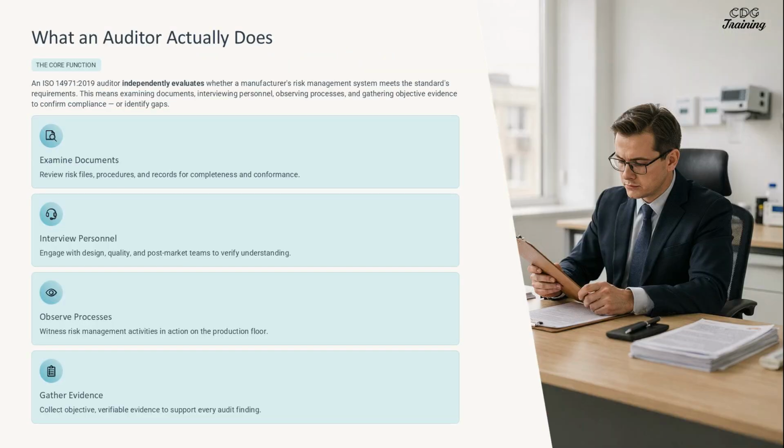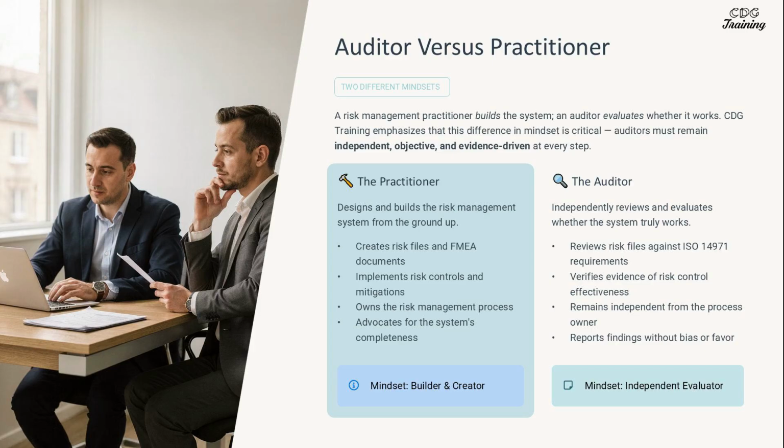An ISO 14971:2019 auditor evaluates a manufacturer's risk management system. This involves examining documents, interviewing personnel, and gathering evidence to ensure compliance. While practitioners build systems, auditors evaluate them. This course emphasizes the importance of being independent, objective, and evidence-driven in every audit.